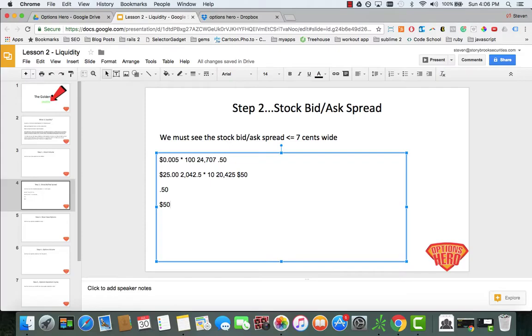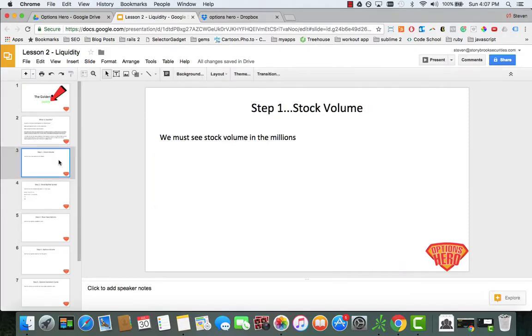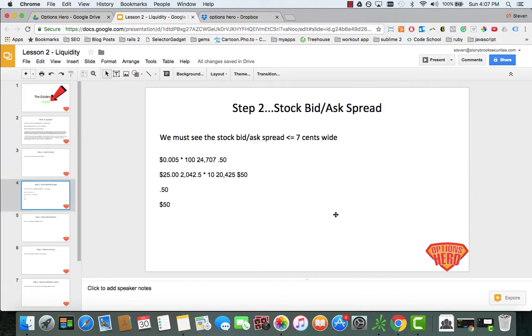That's why the bid-ask spread has to be so small, so that you can't be taking an immediate loss just to execute the trade, right? Now, if the stock volume is in the millions and the stock bid-ask spread is less than or equal to 7 cents, you can go ahead and trade that stock. Done. Nice and easy. You're not going to get ripped off. You're not going to have to take too much of a loss just to execute the trade, right?